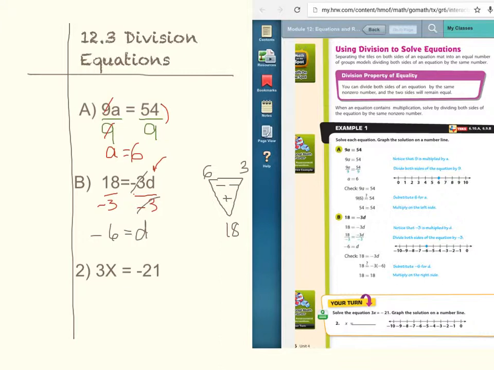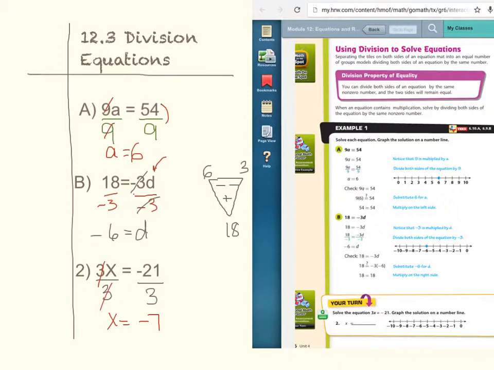And then for number 2, okay, this is 3 times x equals negative 21. What do you do? You divide by 3, and then they cancel out. Okay, x equals, and then negative 21 divided by 3 is negative 7. If you want to go back and check these, you can.